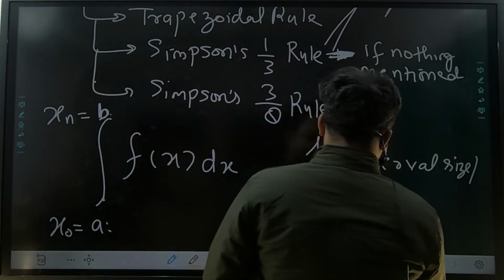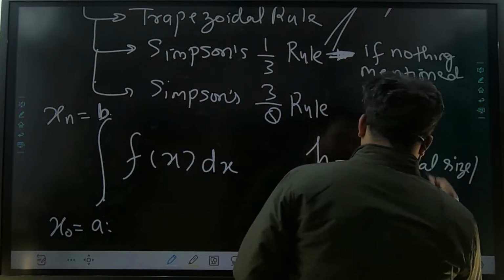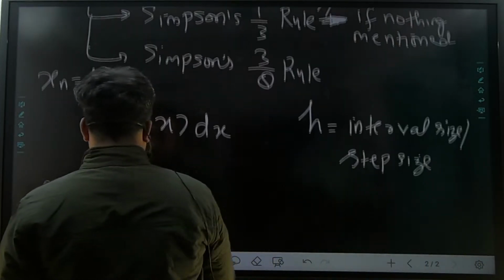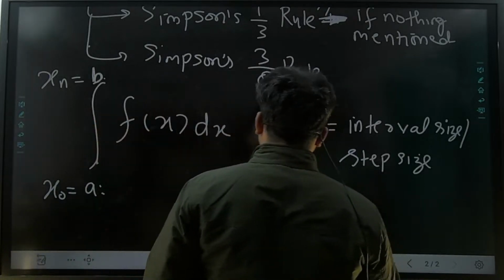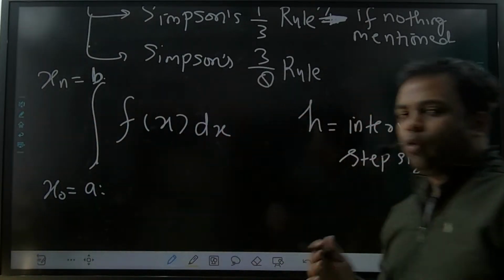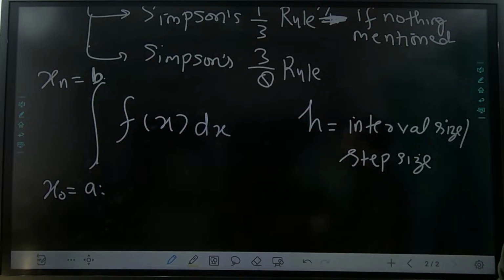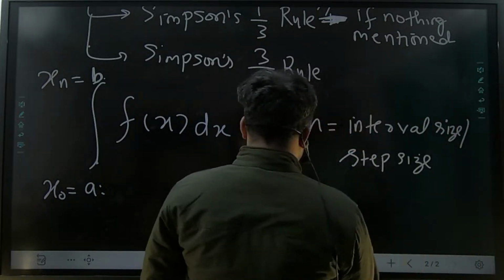Or step size. So we'll break this upper and lower limit into some equal intervals. How many equal intervals? The question will tell you. The question will hint at it, so we don't have to bother. This is how we can break h.